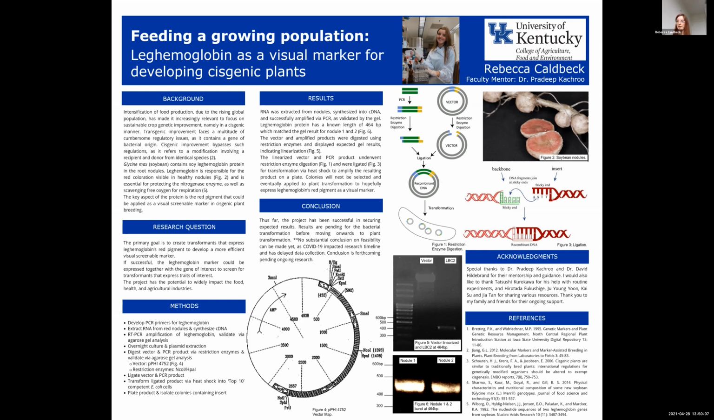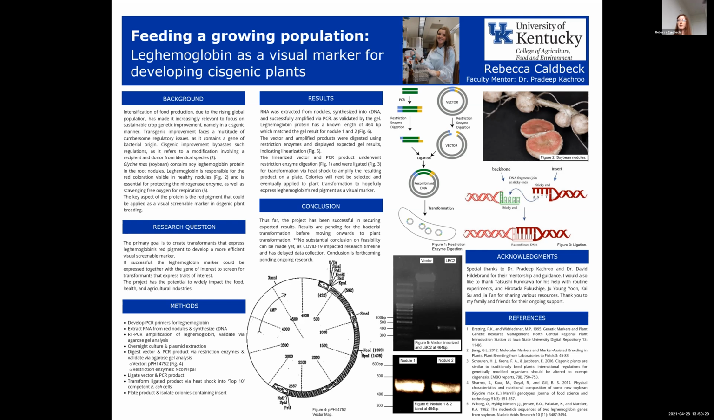Overnight cultures were prepared and then a mini prep was performed to purify the plasmid. A restriction enzyme digestion was performed and verified again using agarose gel analysis. The PCR product and the vector, shown here in Figure 4, underwent ligation. The ligation results were transformed into E. coli bacterial cells using heat shock and then plated to grow the colonies.